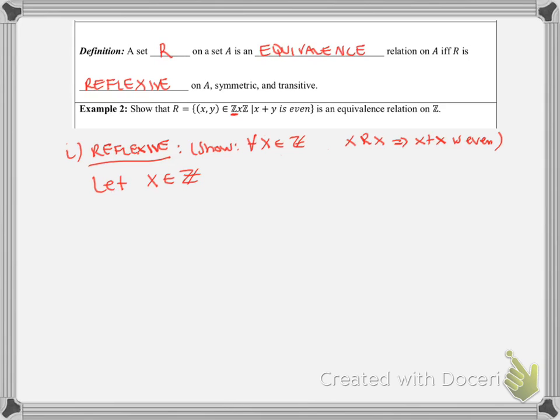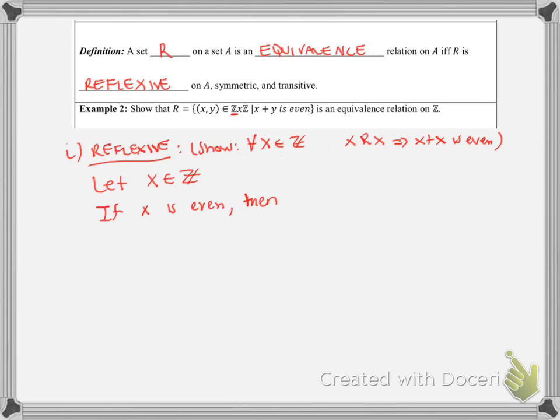So here we are. For all x belonging to Z, x relates x, and that means x plus x is even. All right, so let x belong to Z. Well, we have to consider both if x is even and if x is odd, right? Because all we know is that it's an integer, and we know integers are even or odd, so we have to do two cases.